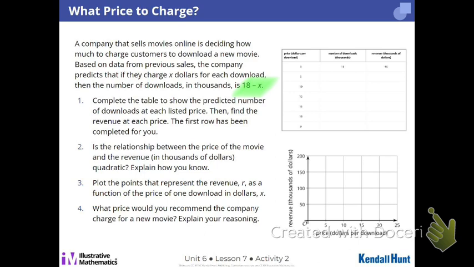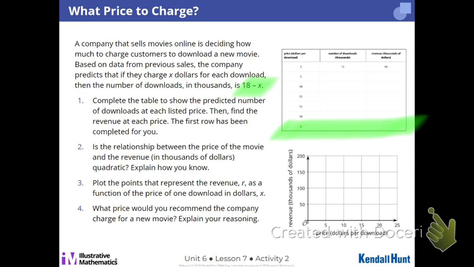Where I really want you to focus when you get to the end of it is your expression down here. You're going to graph and compare, and you're going to try to maximize profits. We're going to look for max profit. So that's what you're going to work on with your partner right now. The table, the graph, explain how you know what's what, and what would you recommend to charge for this movie.